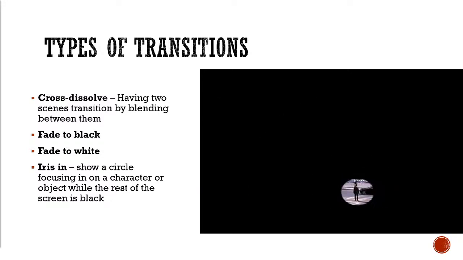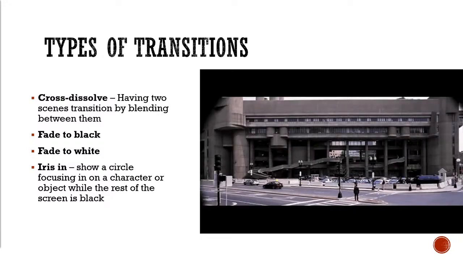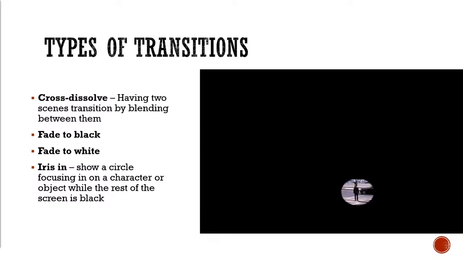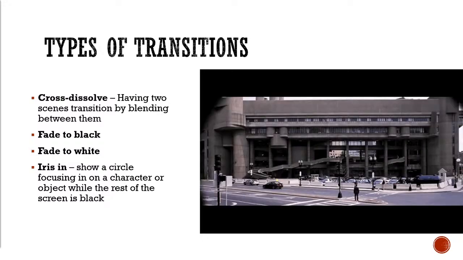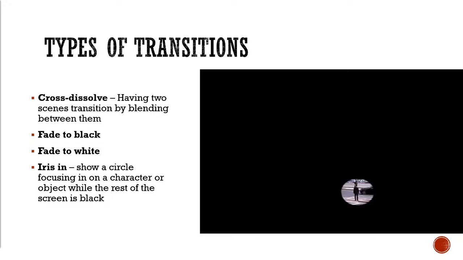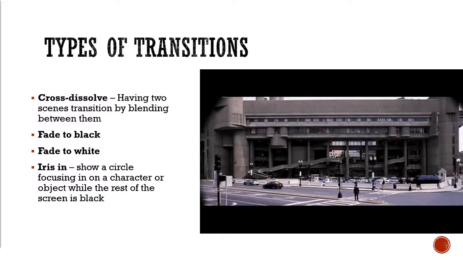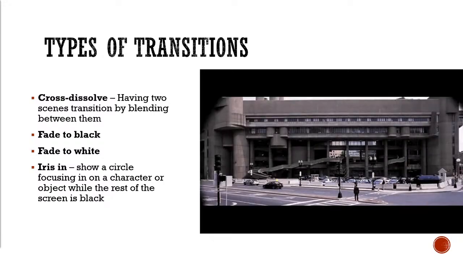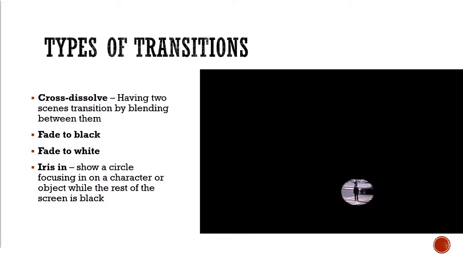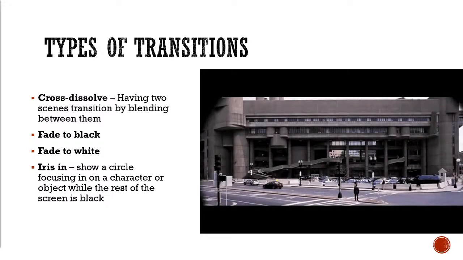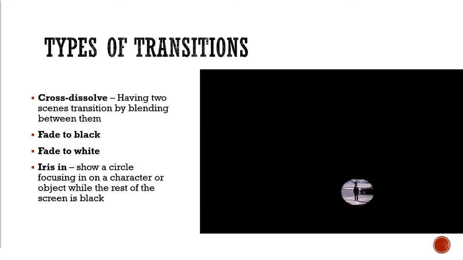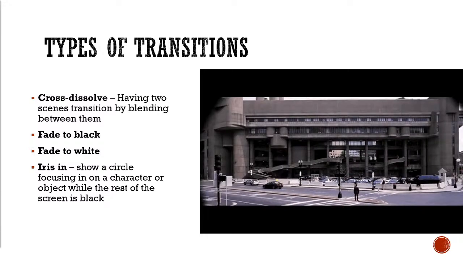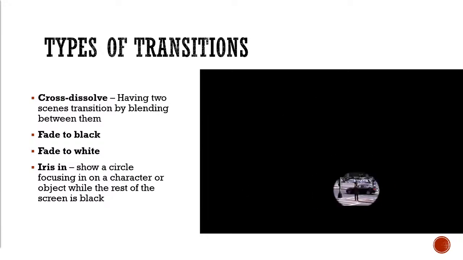Real quick, some simple types of transitions. Cross dissolve basically has two scenes that dissolve into one another, so it's like a crossfade. Fade to black, fade to white. Those are pretty self-explanatory. One that you should know the name of is the iris in, which shows a circle focusing in on a character or object, and the rest of the scene is black. So that's what this is, an iris in.